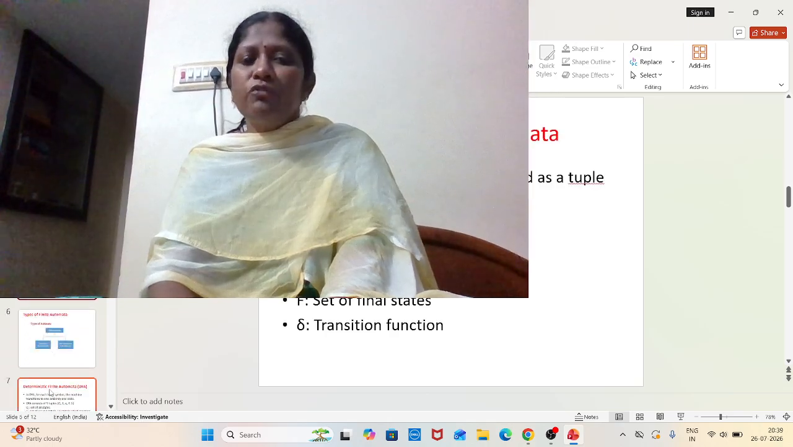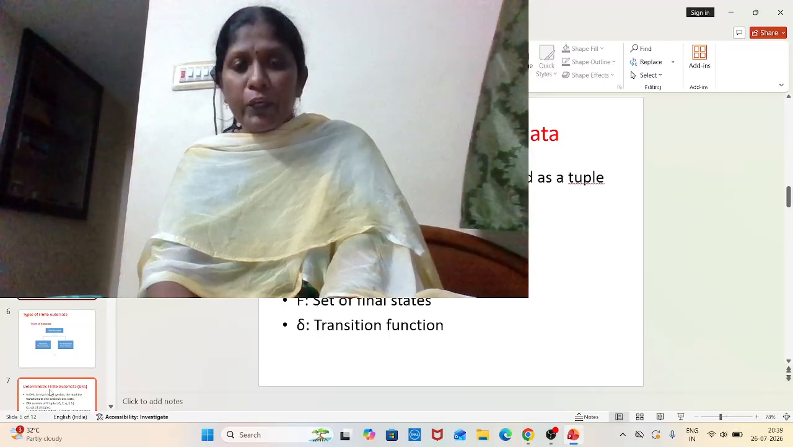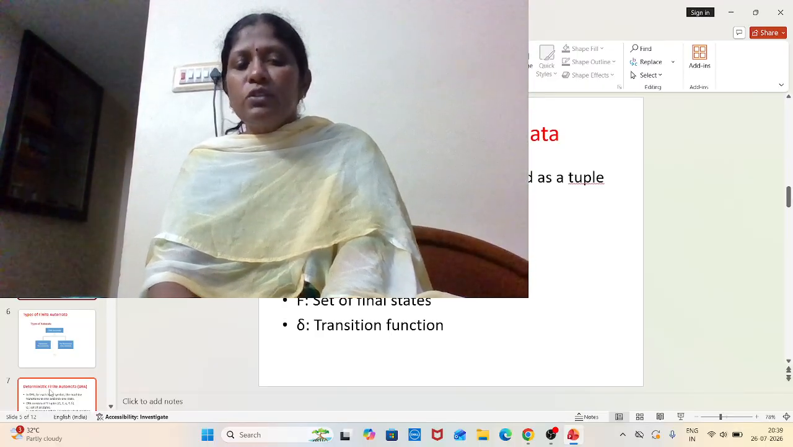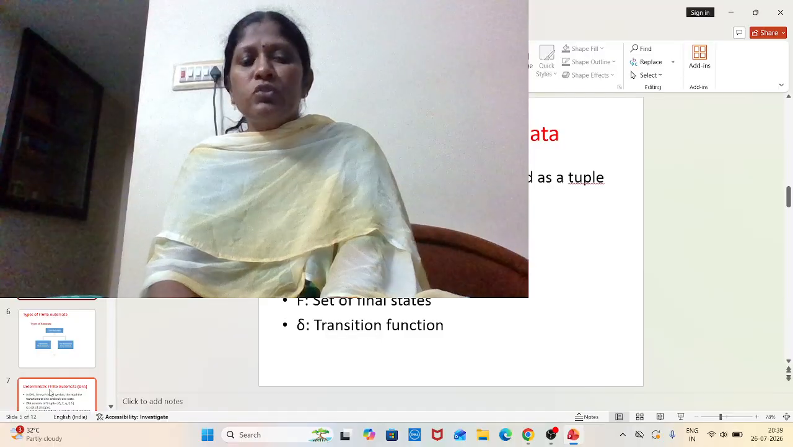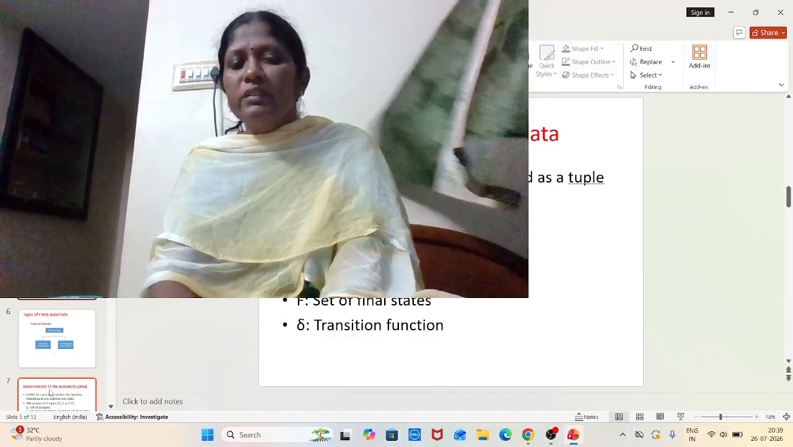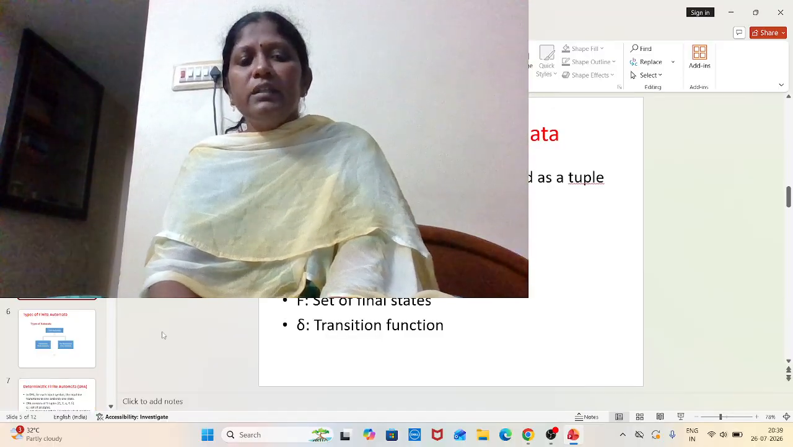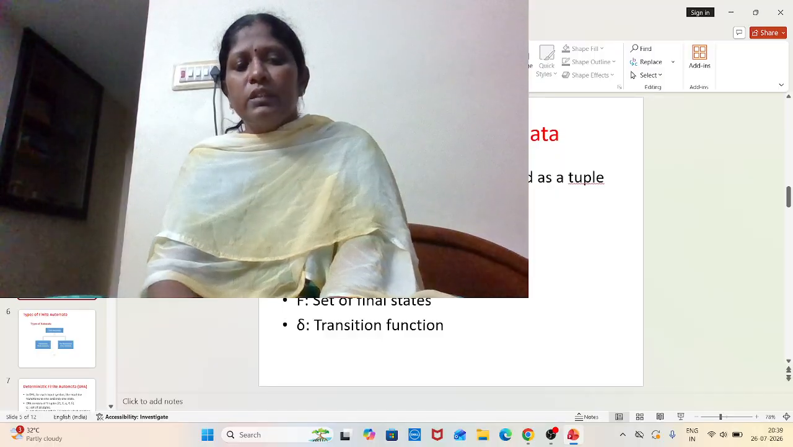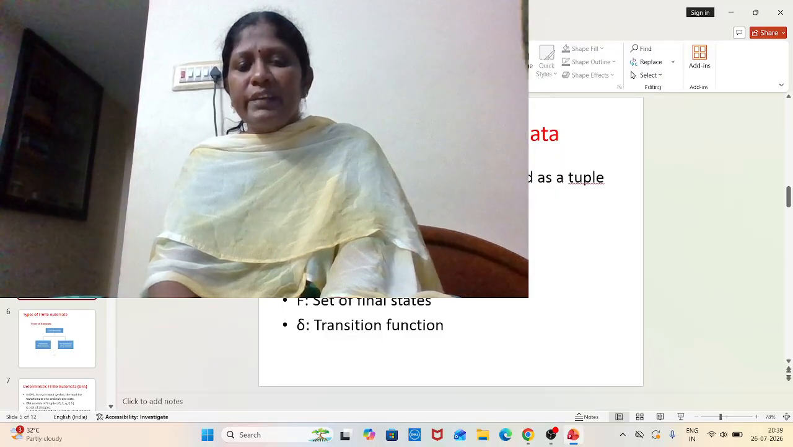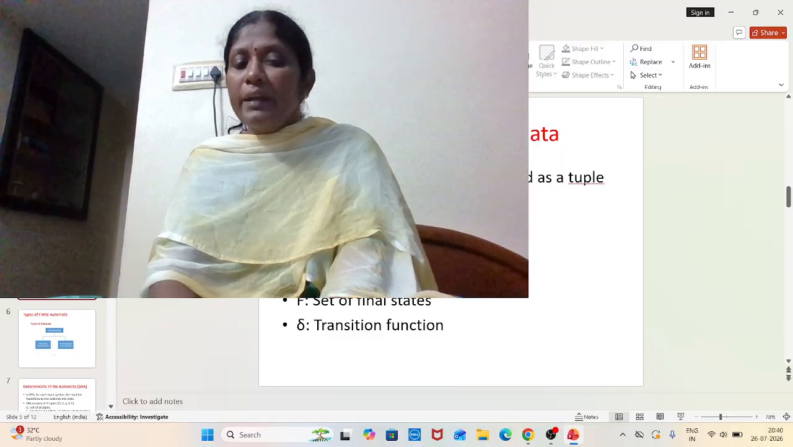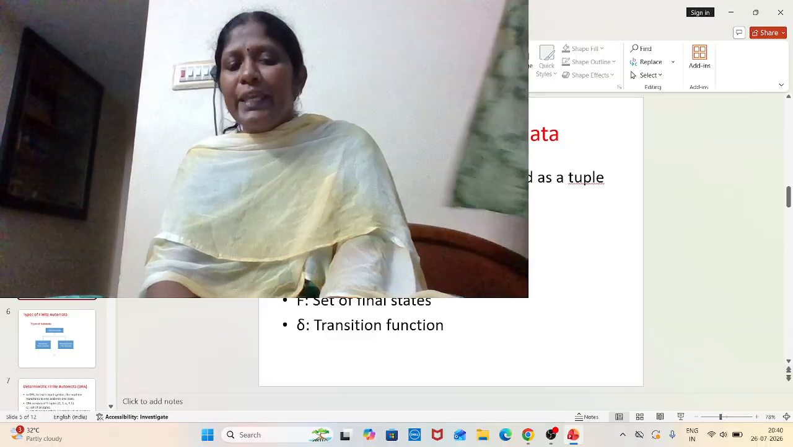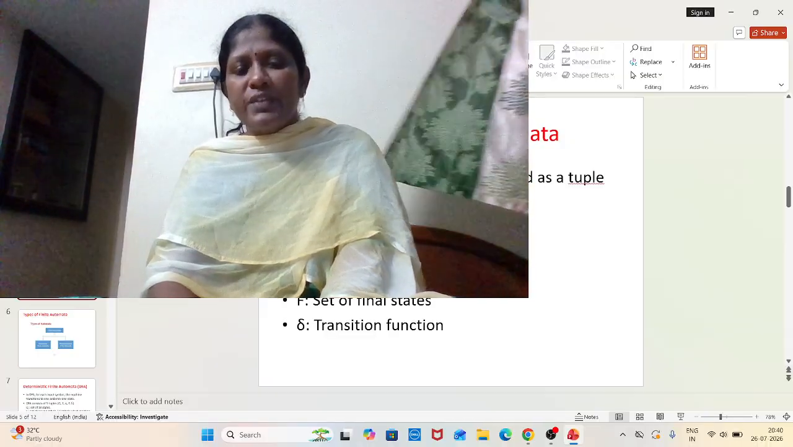Now, the definition of finite automata. Generally, a finite automaton consists of 5 components or 5 tuples. That is, the machine M equals (Q, Σ, δ, q0, F). Here, Q represents the finite set of states. Σ represents the finite set of inputs; input symbols are alphabets. q0 represents the initial state. F represents the set of final states.